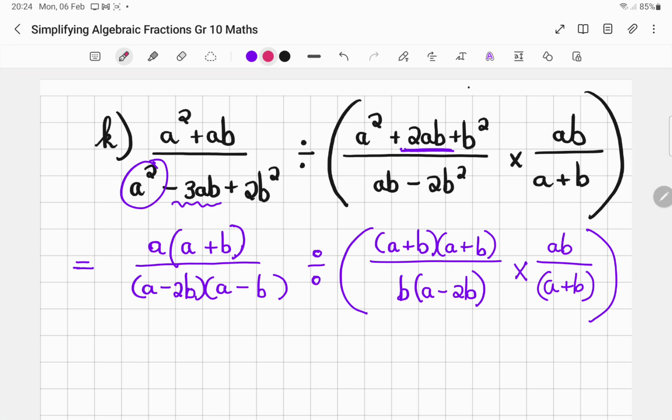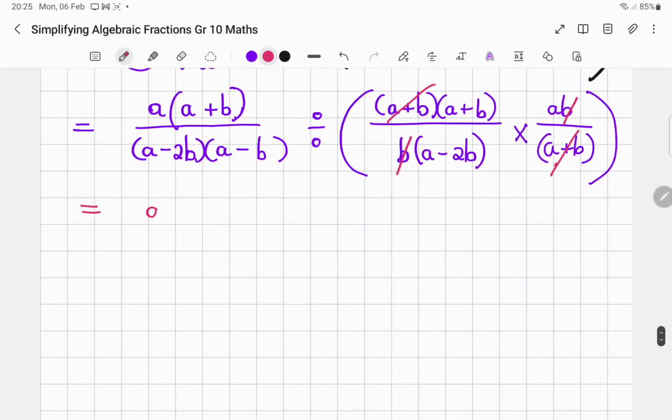Now I'm going to cross cancel a plus b, a plus b. Anything else? The b and the b over there. And that is it for now. Okay, so I'm just going to bring it all together. It's quite a big sum. Got a plus b over a minus 2b, a minus b.